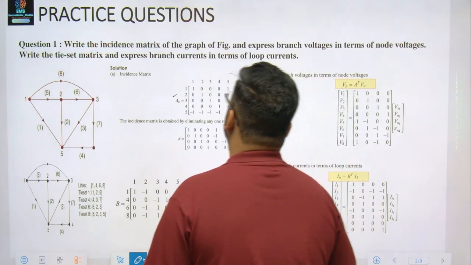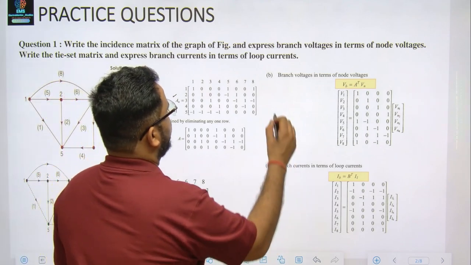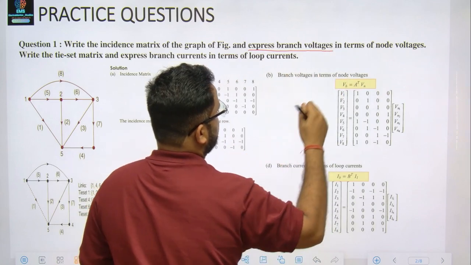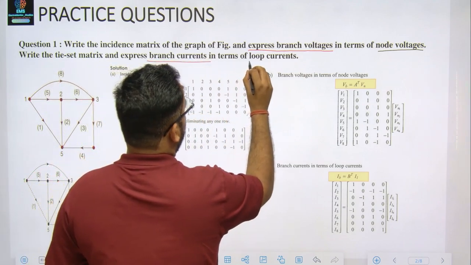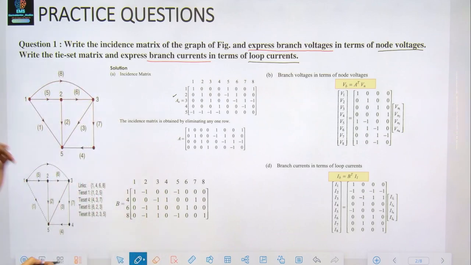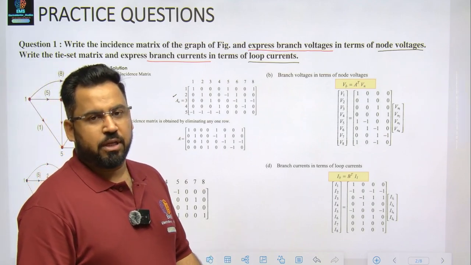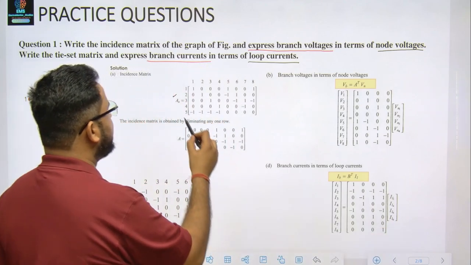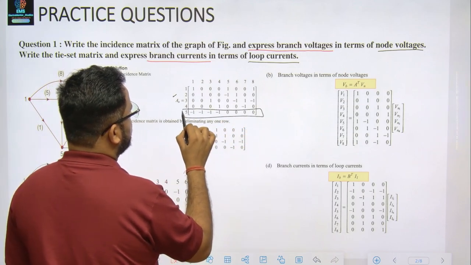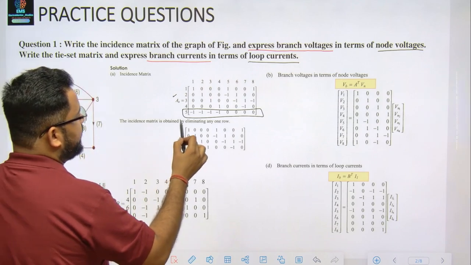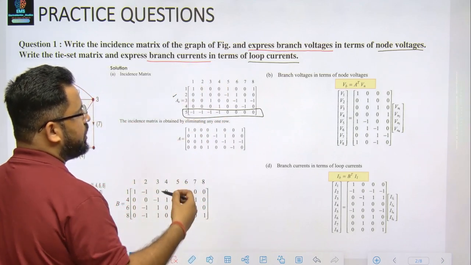So moving ahead, there is a question. In this question, they have already given you a graph. They want you to express branch voltages in terms of node voltages, and branch currents in terms of loop currents. As we already know, we can always make an incidence matrix from a completely oriented graph. So we made an incidence matrix, and from it I've removed this row, because we can still have a complete incidence matrix from here itself, since the sum of each column is 1.